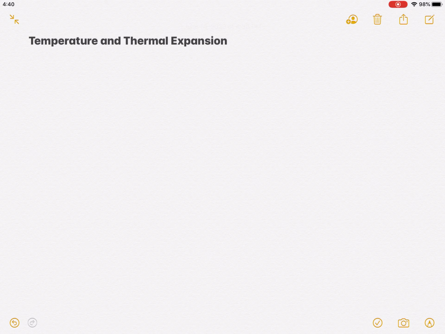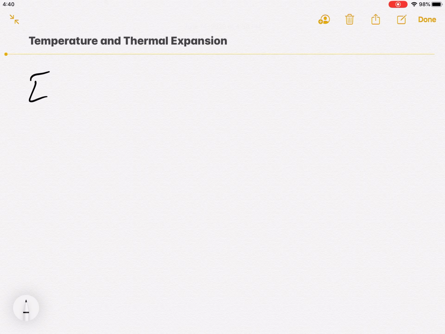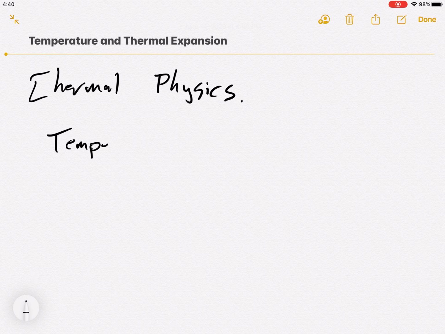So let's start talking about a new concept, this idea of thermal physics. Thermal physics hinges on the idea of temperature, or at least it's related to temperature. So what is temperature? Well, colloquially, we would say it's how hot or how cold something is.